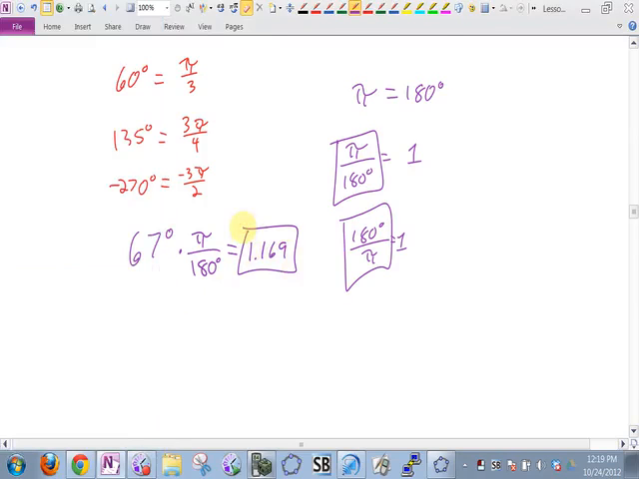Pi radians over 180 degrees is like having the number 1. That's like multiplying by the fraction 12 inches over 1 foot. What is 12 inches divided by 1 foot? It's kind of like you're not changing the value, you're just changing the unit. Does that make sense? So pi radians over 180 degrees won't change the value, it will change the unit from degrees to radians.